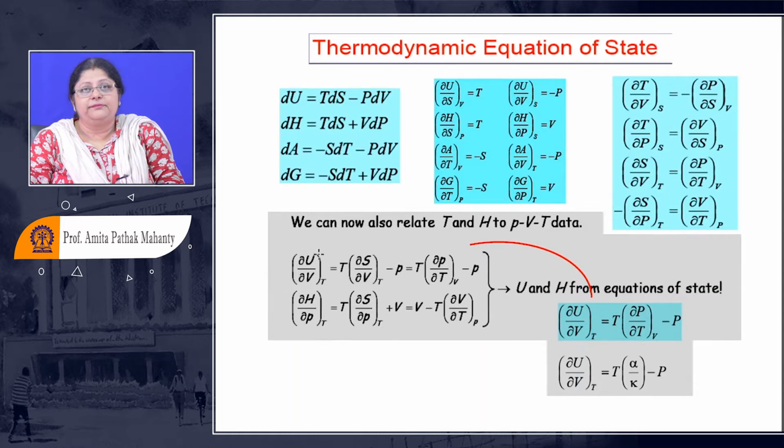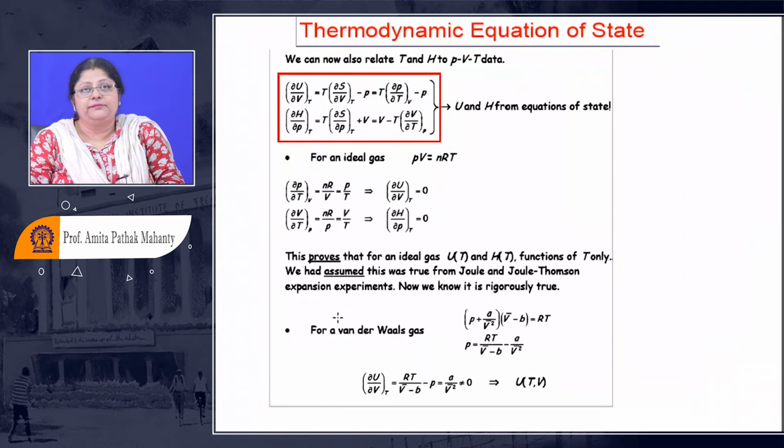We had named this, the change of the internal energy with volume at constant temperature, we call that the internal pressure, and the other is the isothermal Joule-Thomson coefficient. So these two expressions derived from Maxwell's relations give you two more thermodynamic equations of state, and from there we had proved that for an ideal gas the internal pressure as well as the isothermal Joule-Thomson coefficient will both be equal to 0.